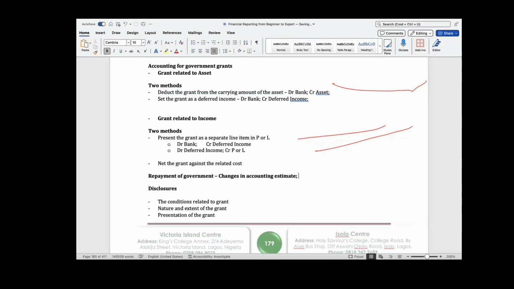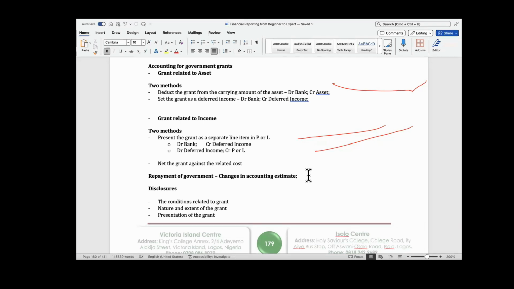Especially if you met the year one condition, and in year two you did not meet the remaining conditions, that means you have to repay the grant to the government. So you will treat it from year two going forward. You will treat it as a change in accounting estimates, not retrospectively, but from the date you fail to meet the condition. That is how.